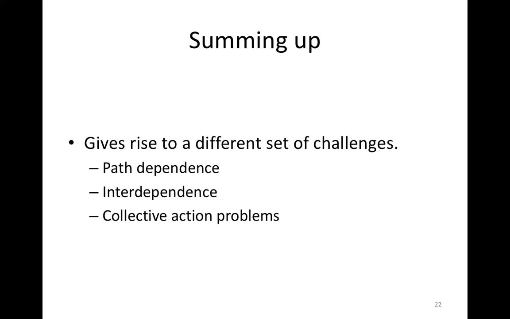So if we are to sum up, a network scope gives rise to a different set of challenges as opposed to being in a hierarchy. So one is path dependence, another one is interdependence, and a third one being collective action problems. If you would be completely vertically integrated, you would not have the same collective action problems because you could solve them through executive power.